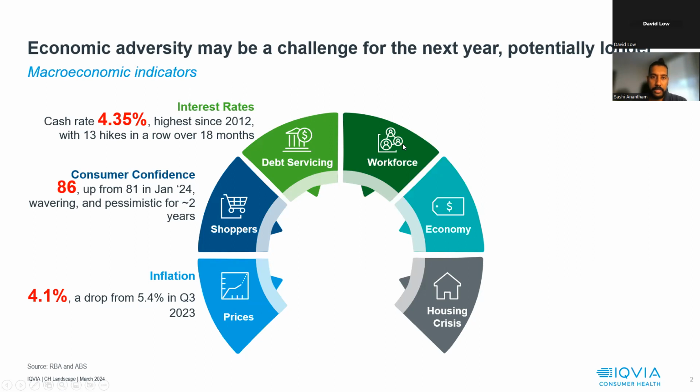Next item is interest rates, which of course have held firm at 4.35. The last increment was in November last year, and it has not changed since, largely because the Reserve Bank is concerned that the economy may be cooling down too much and they've ramped up rates too quickly, keeping in mind that we went from near zero to about 4.35, so over 400 basis points in less than 18 months. And that is the quickest we've seen rates rise in Australia, certainly over a 30-year period, potentially even over a 50-year period.